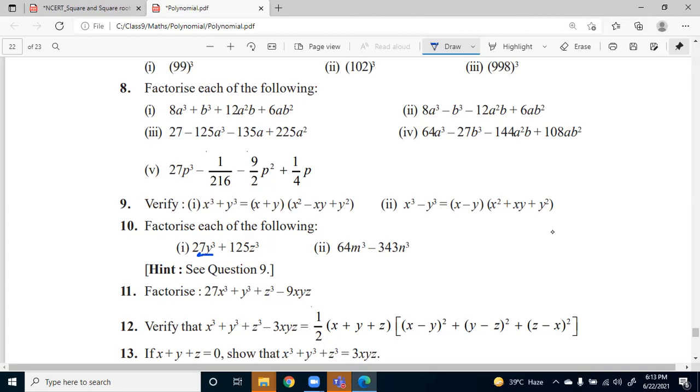27y cube plus 125z cube. So 27y cube means 3y whole cube, and 125z cube is 5z whole cube. So you can see this is getting converted into this identity. This is x cube plus y cube. What is x here?